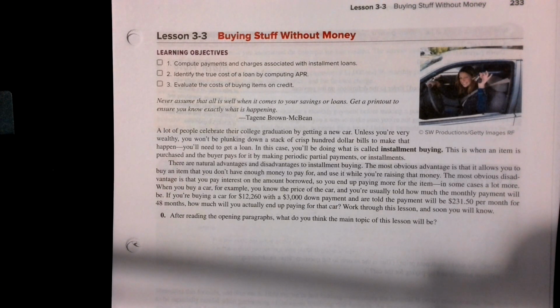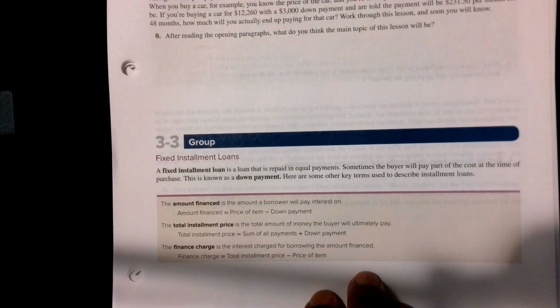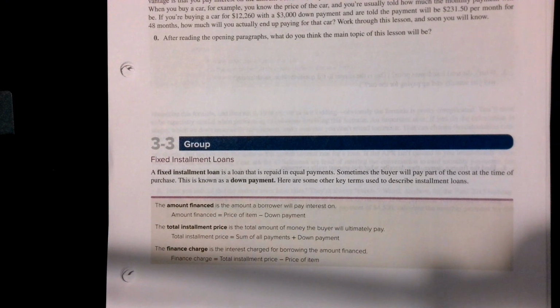Okay, now we scroll down here to the bottom and we have here fixed installment loans. A fixed installment loan is a loan that is repaid in equal payments. Sometimes the buyer will pay part of the cost at the time of purchase. This is known as a down payment. Here are some other key terms used to describe installment loans.